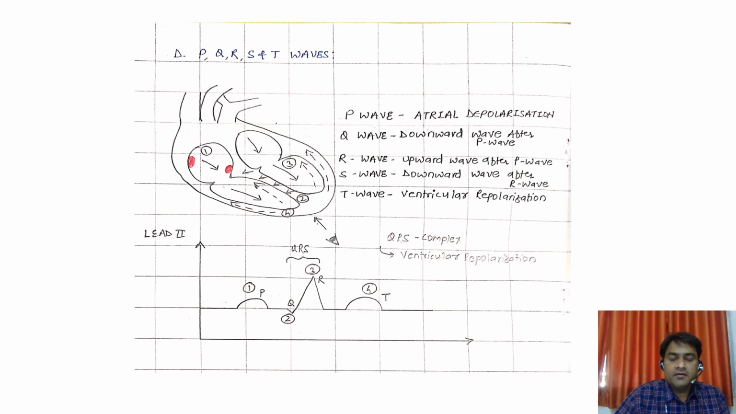T wave is because of ventricular repolarization, and it is a positive wave because the ventricle is repolarized from the epicardium to endocardium. Ventricles are depolarized from endocardium to epicardium, and repolarized from epicardium to endocardium.